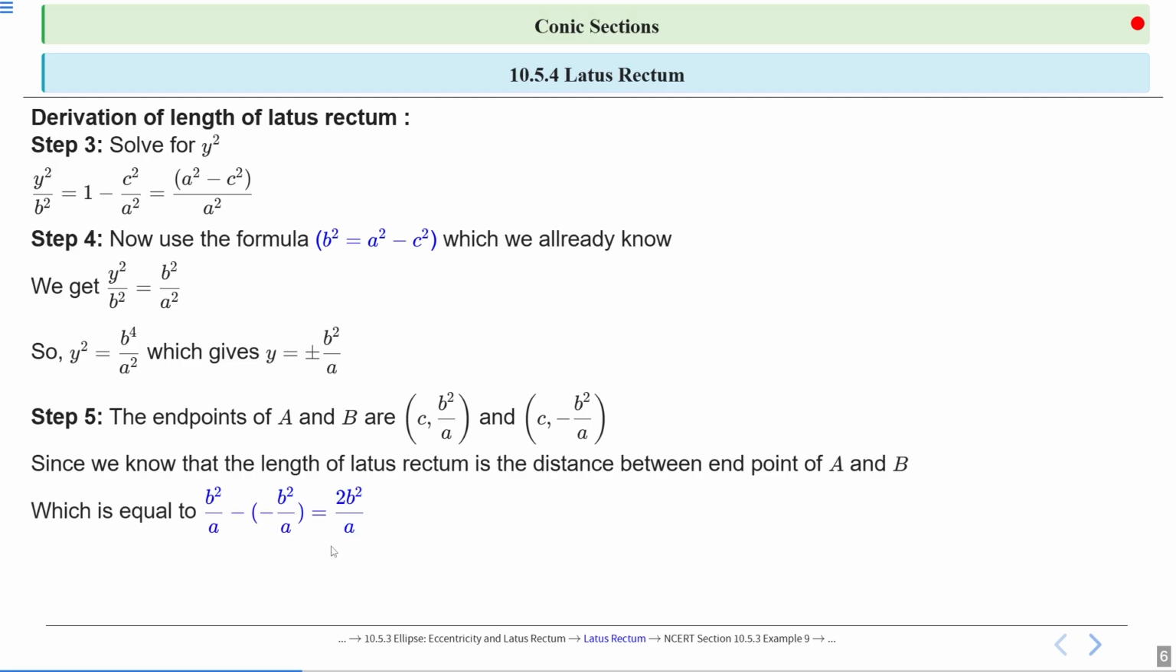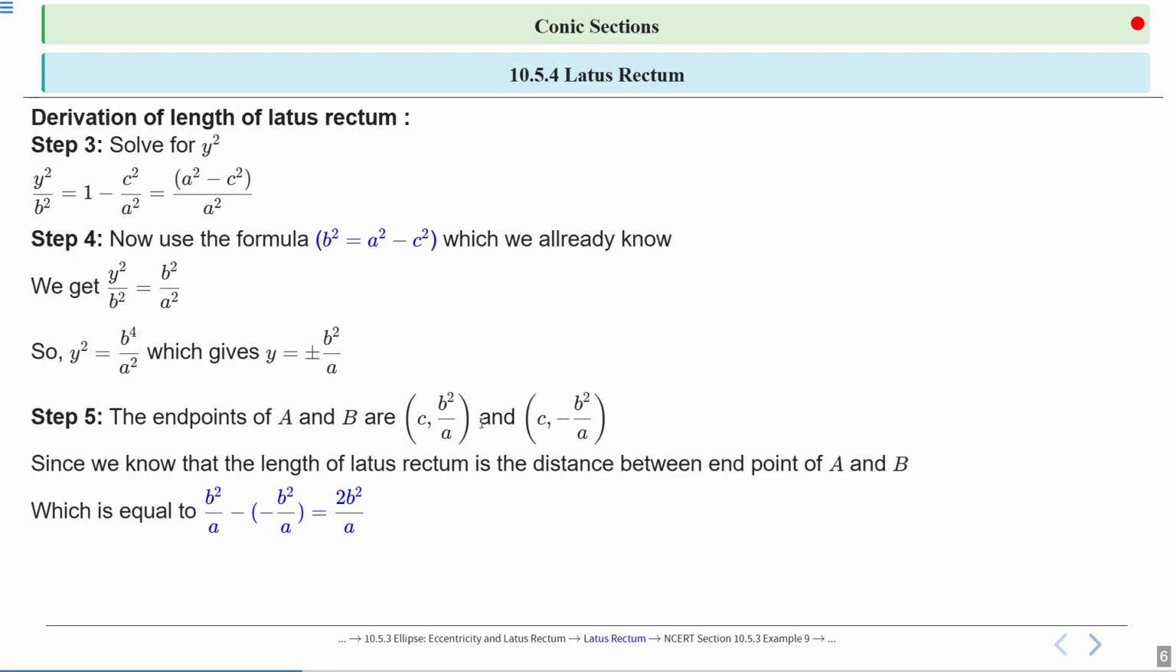So this is equal to b square upon a minus of minus b square upon a, and this is equal to 2b square upon a. So the distance between the points a and b is equal to 2b square upon a.